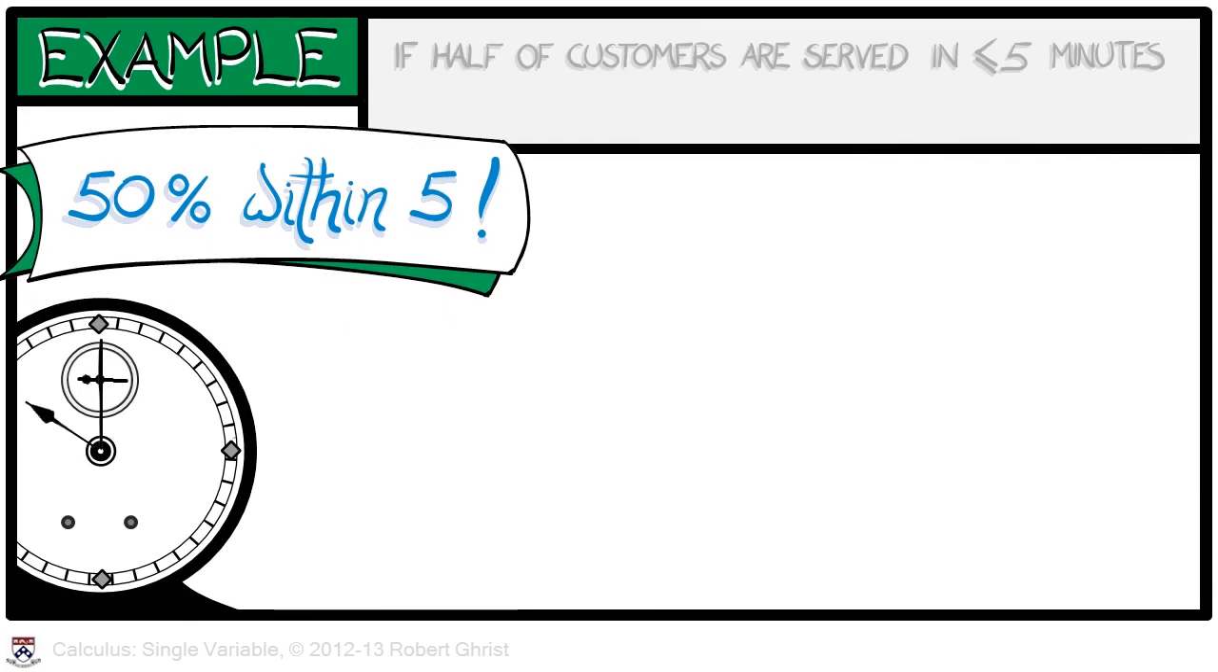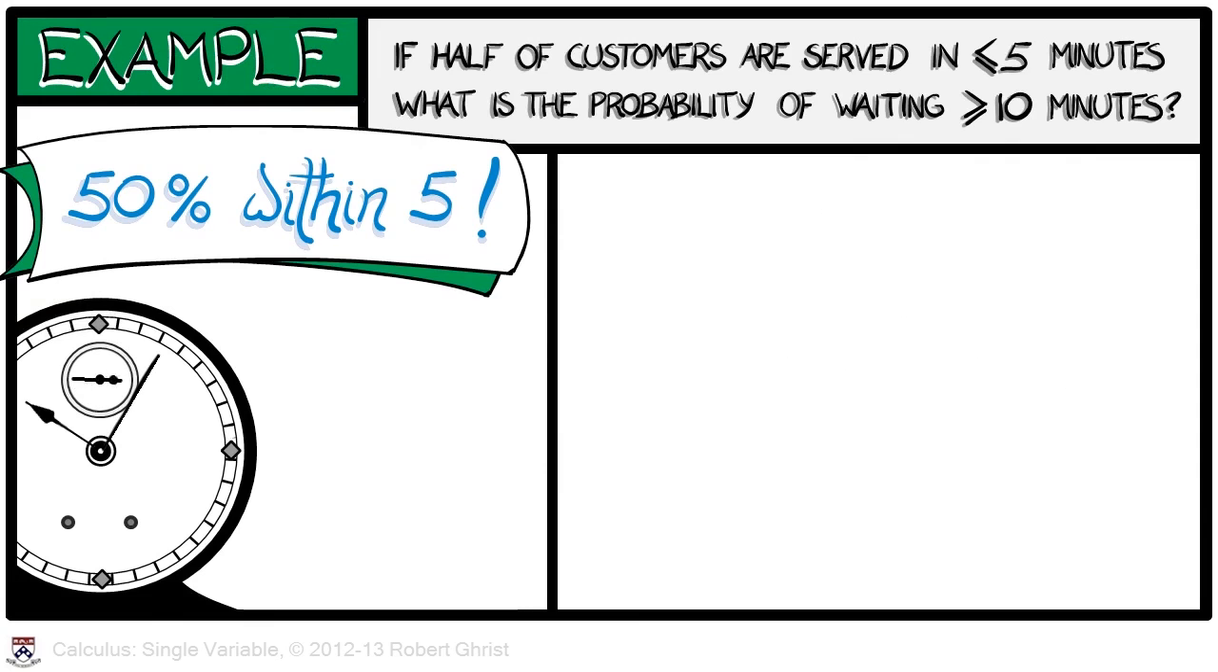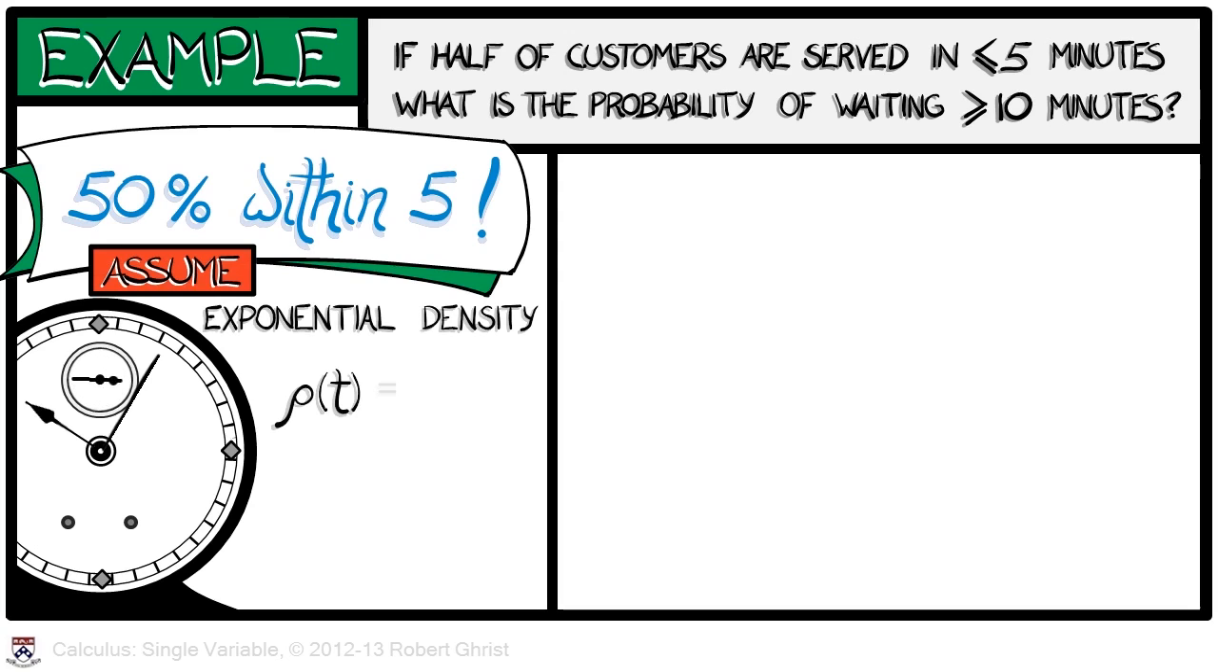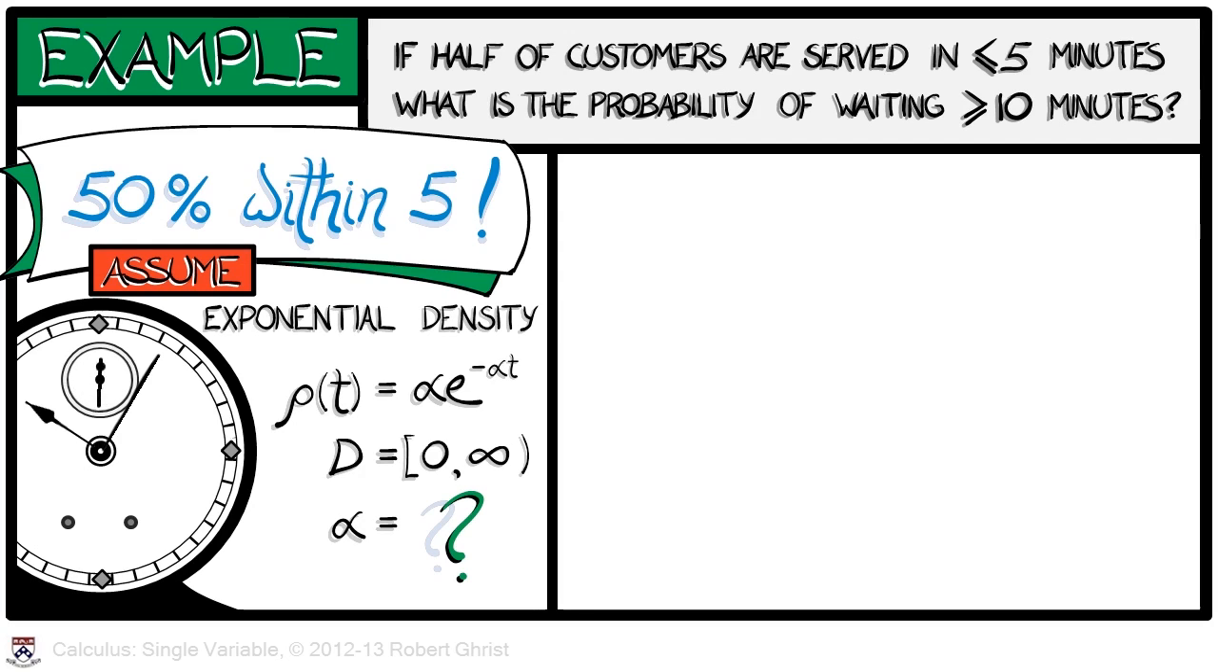For concreteness, consider the example of a company that advertises half of its customers are served within 5 minutes. What are your odds of having to wait for more than 10? Let's assume an exponential PDF. Rho of t is alpha e to the minus alpha t over the domain from 0 to infinity.